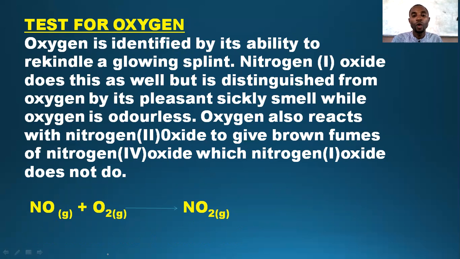Oxygen also reacts with nitrogen 2 oxide to give brown fumes of nitrogen 4 oxide, which nitrogen 1 oxide does not do. So these are the differences between the two in terms of test. If you have a gas that rekindles a glowing splint, you can use the issue of odor and testing it with nitrogen 2 oxide to differentiate the two gases. That is what we have done in this particular video.